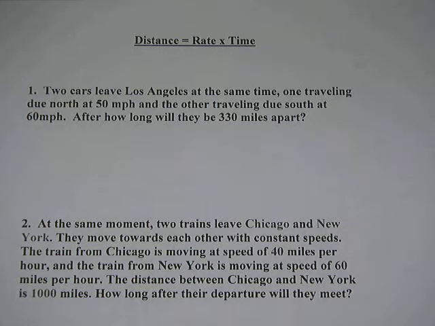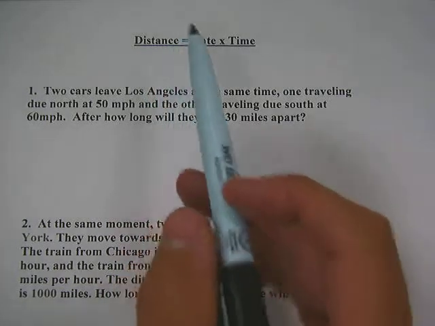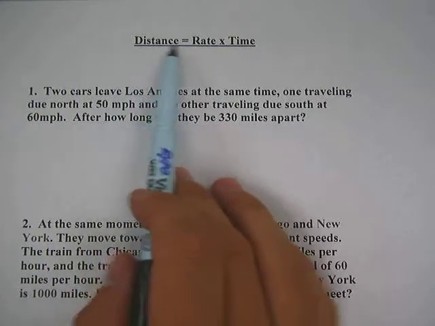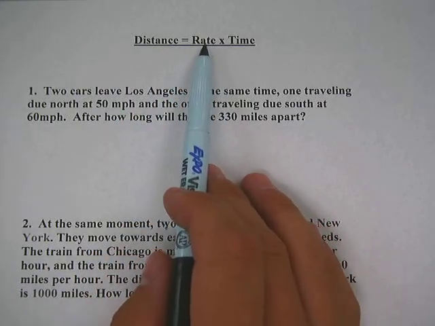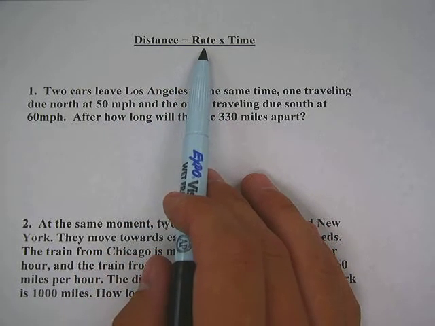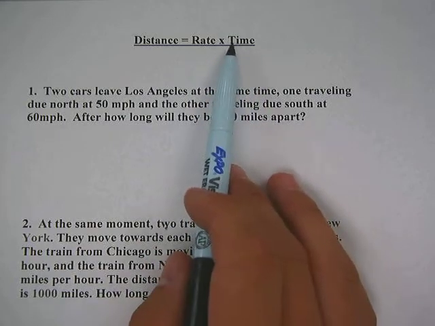Okay, we're going to talk about distance equals rate times time word problems. Now, the nice thing about this is the title of the subject is exactly the equation we're going to use. The distance you can travel is equal to the rate at which you go, usually miles per hour, times how long you travel.